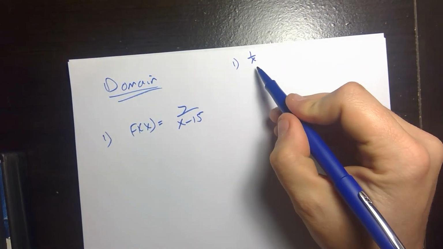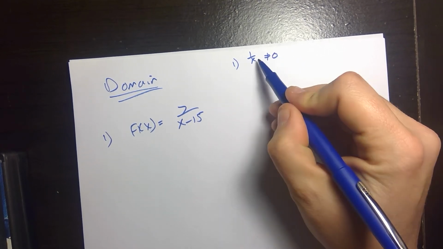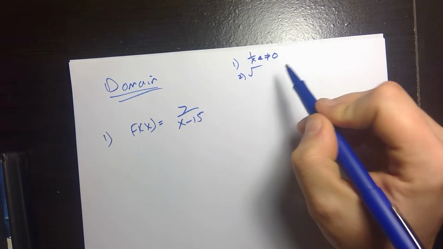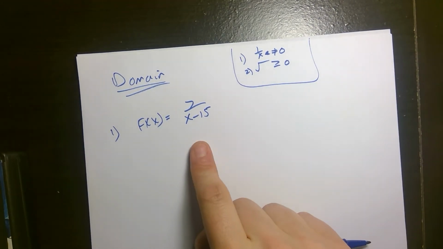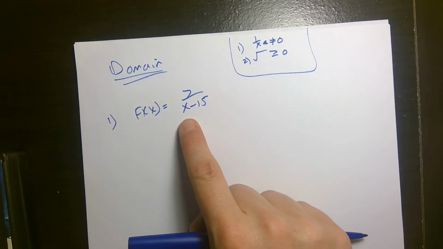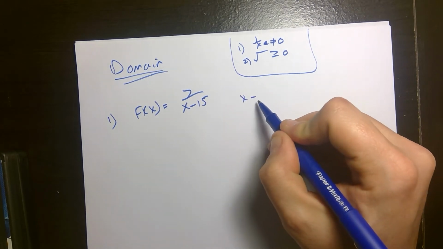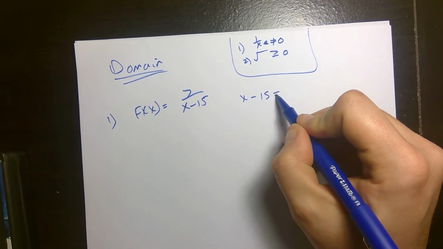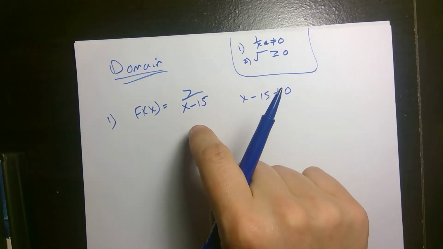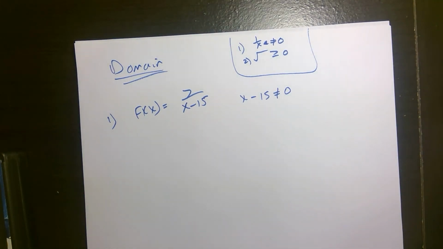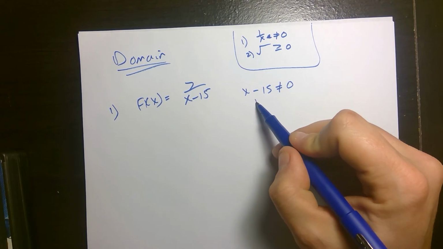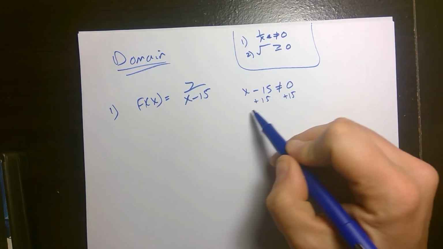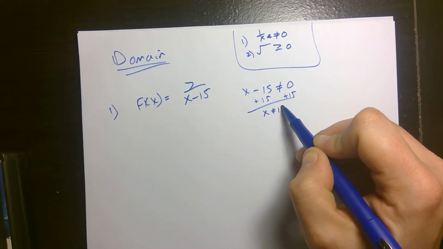One rule is that I can't have 0 on the bottom. And the second rule is if I have a square root symbol, it has to be greater than or equal to 0. These are my rules. And so I look at this problem and I say, hey, look, in the bottom, there's a variable. So right off the bat, I know that x minus 15 cannot equal 0 because I know that the bottom cannot be 0 because I'm never allowed to divide by 0. Well, all I have to do is get x by itself to figure out what x can't be. So I'm going to add 15 to both sides, and I will get that x cannot equal 15.